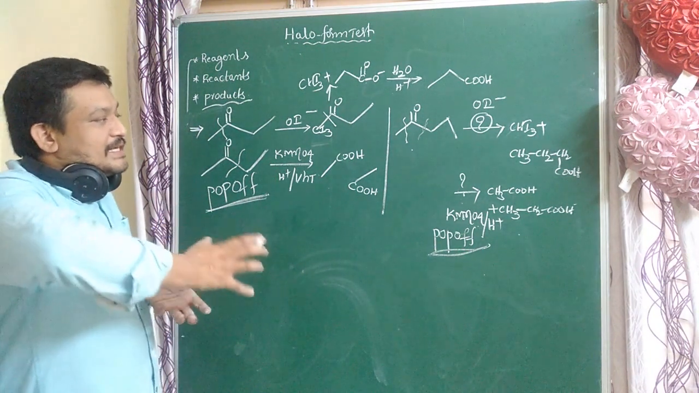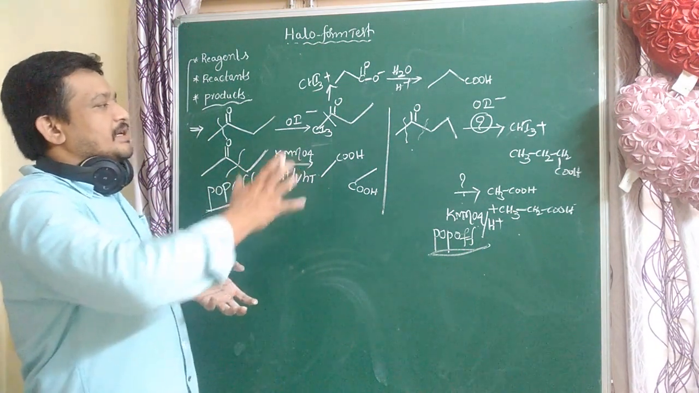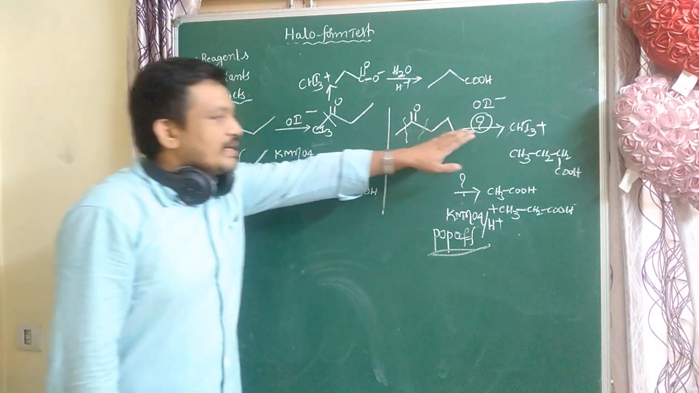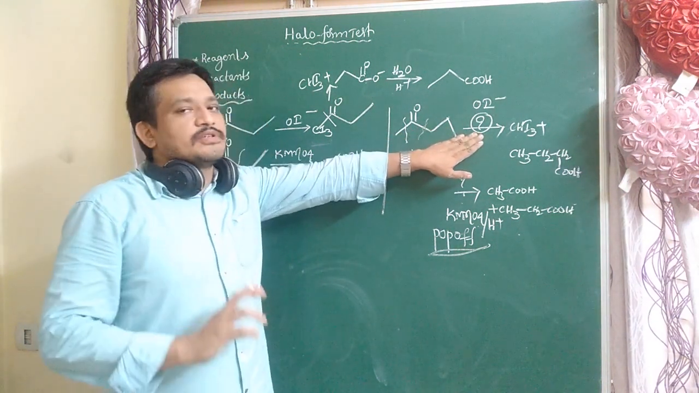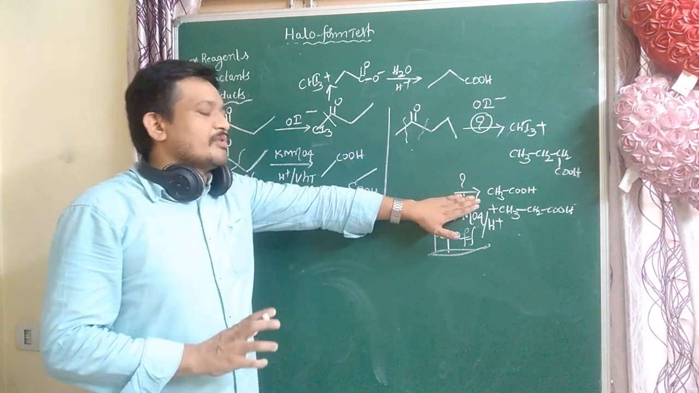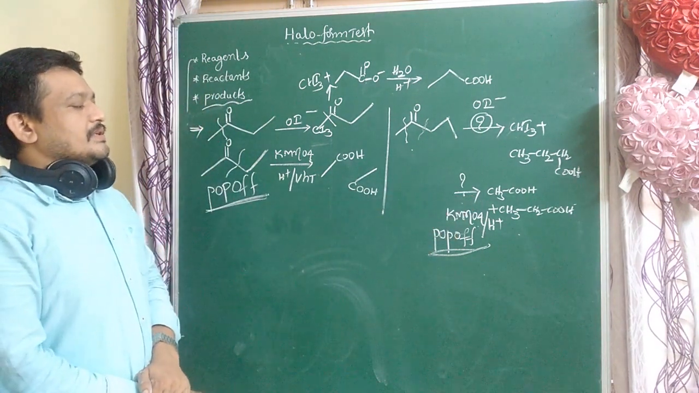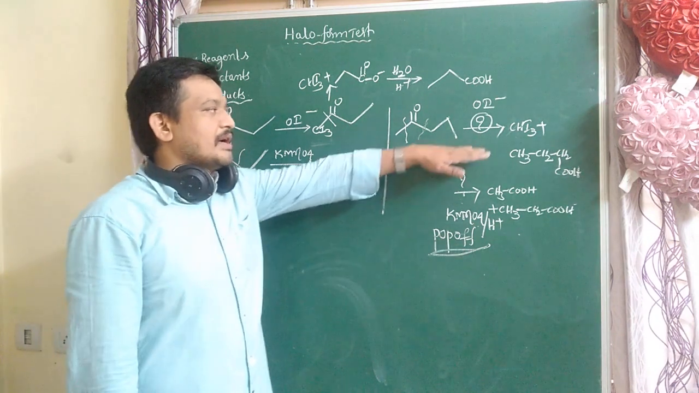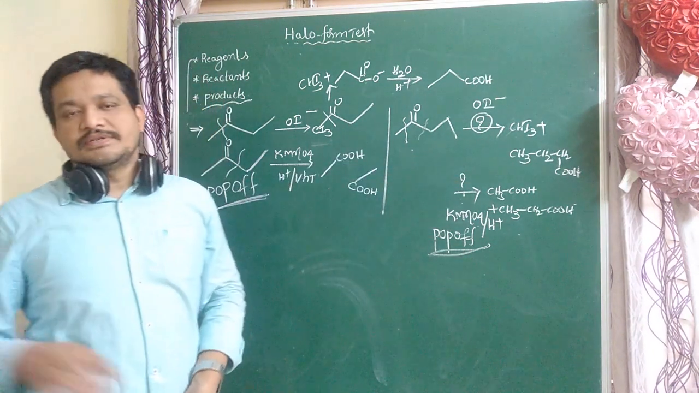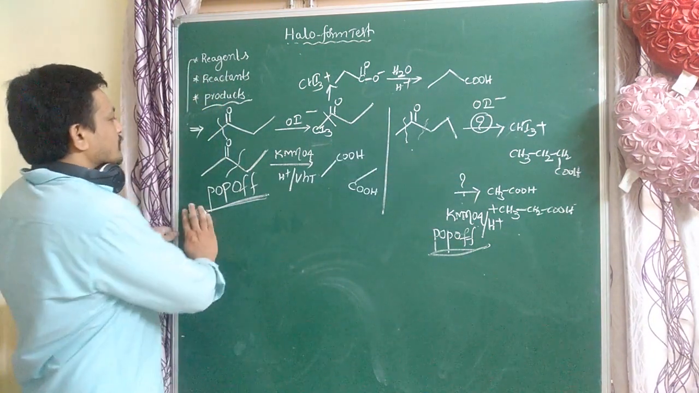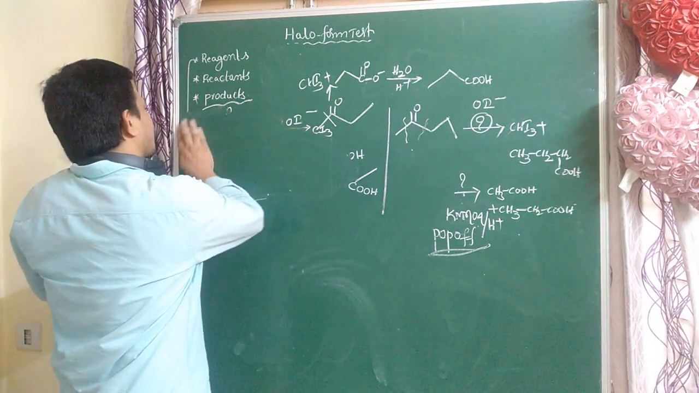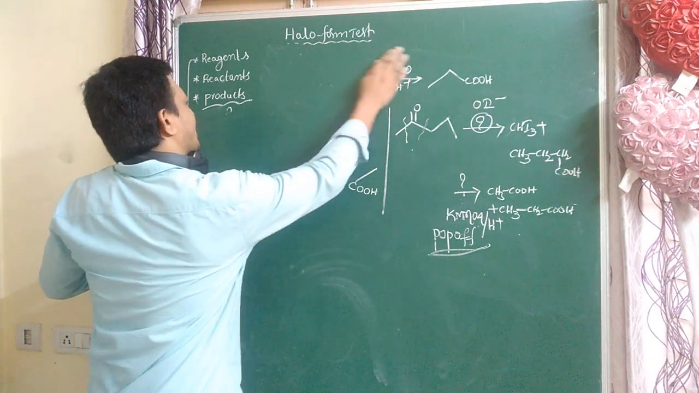So the products are given. What are the suitable reagents in these reactions? In this reaction, which reagent is suitable? Halogens by base. In this reaction, KMnO4 or K2Cr2O7 at very high temperature. This rule is Popoff's rule. This is the Haloform test. So halogens by base are used in the Haloform test.